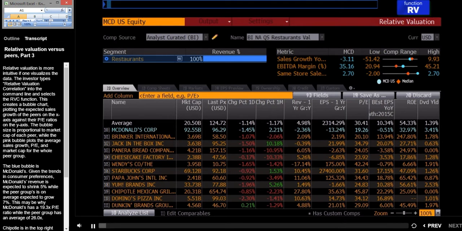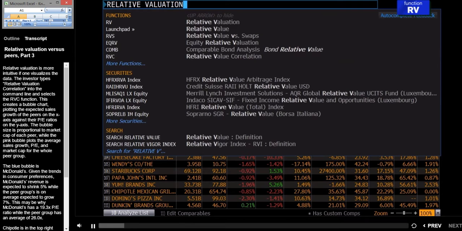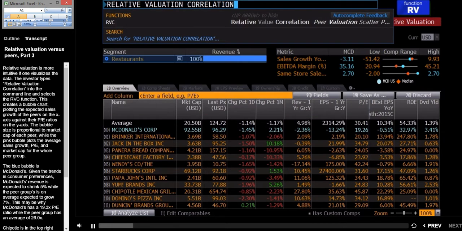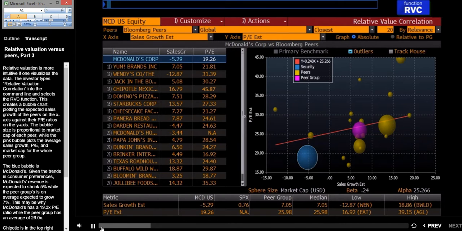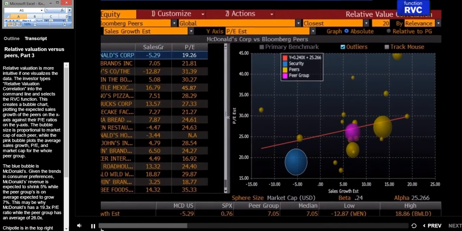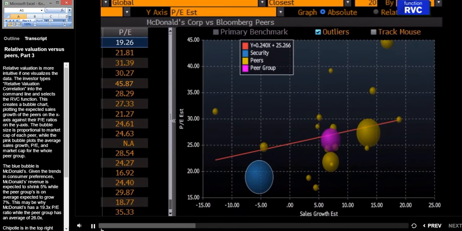Relative valuation is more intuitive if one visualizes the data. The investor types relative valuation correlation into the command line and selects the RVC function. This creates a bubble chart plotting the expected sales growth of the peers on the x-axis against their PE ratios on the y-axis. The bubble size is proportional to the market cap of each peer, while the pink bubble plots the average sales growth, PE, and market cap for the whole peer group. The blue bubble is McDonald's.